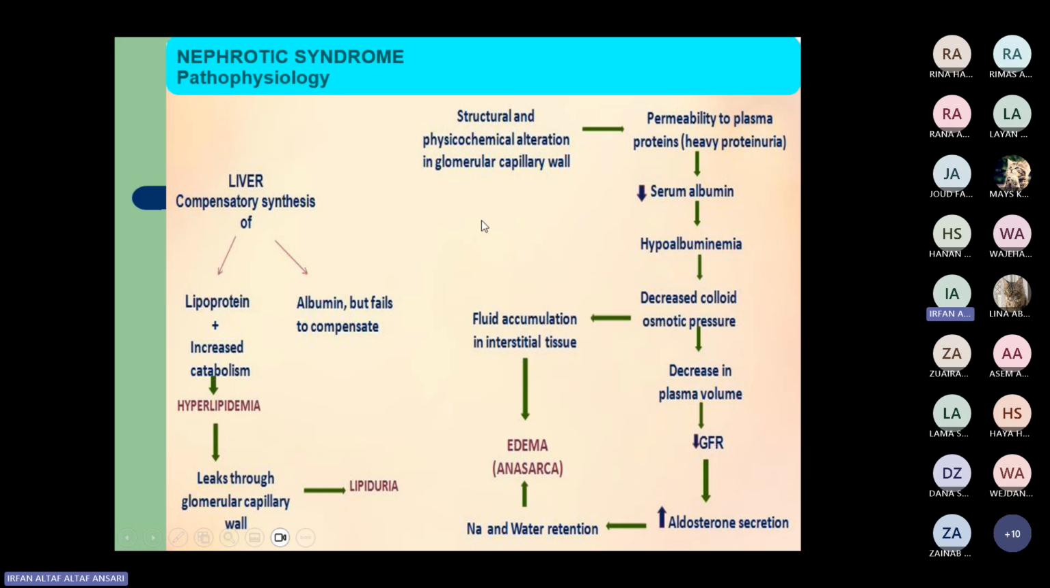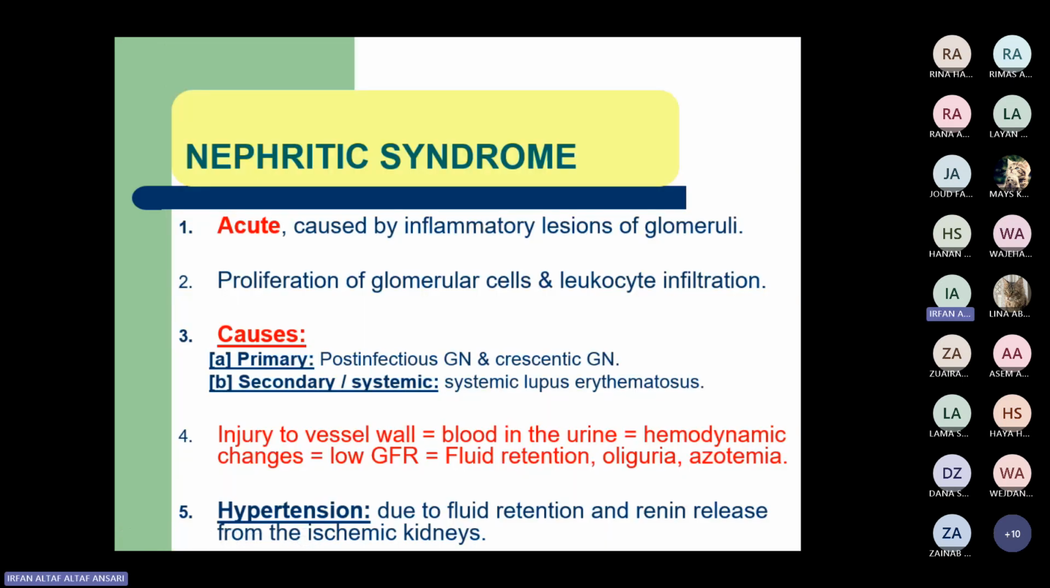Now, what is nephritic syndrome? Nephritic syndrome is usually acute, and it is most commonly caused by the inflammatory lesions of the glomeruli. So there is proliferation of the glomerular cells. There is also infiltration of the leukocyte or WBC, especially neutrophils. And what are the causes? We have post-infectious glomerulonephritis, crescentic glomerulonephritis. Another name for the crescentic glomerulonephritis is the rapidly progressive glomerulonephritis. Post-infectious is also known as post-streptococcal glomerulonephritis.